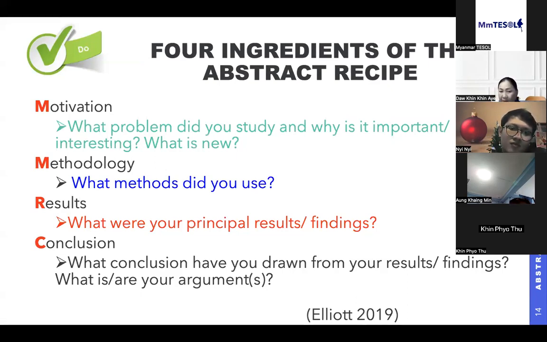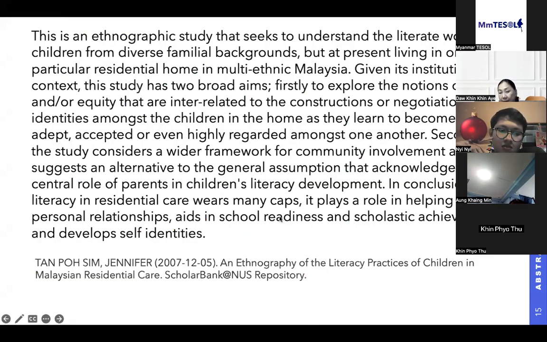Now, you need to include methodology. Of course, what method did you use? Results: you cannot include all the results. You can include your principal results and findings. What were your principal results and findings? And conclusion: what conclusion have you drawn from your results or findings? What is or are your arguments? These are the main ingredients of the abstract recipe.